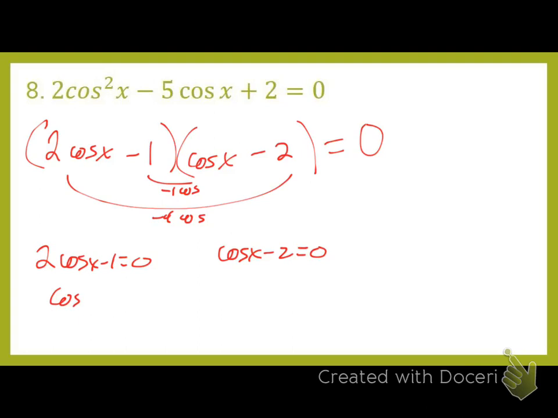Add 1, divide by 2, cosine of x is equal to 1/2. Add 2 and cosine of x is equal to 2. That's a red flag. Can cosine be bigger than 1? No. So we can't use cosine being equal to 2. So we forget about that guy. Okay. Instead, we look at the other one.